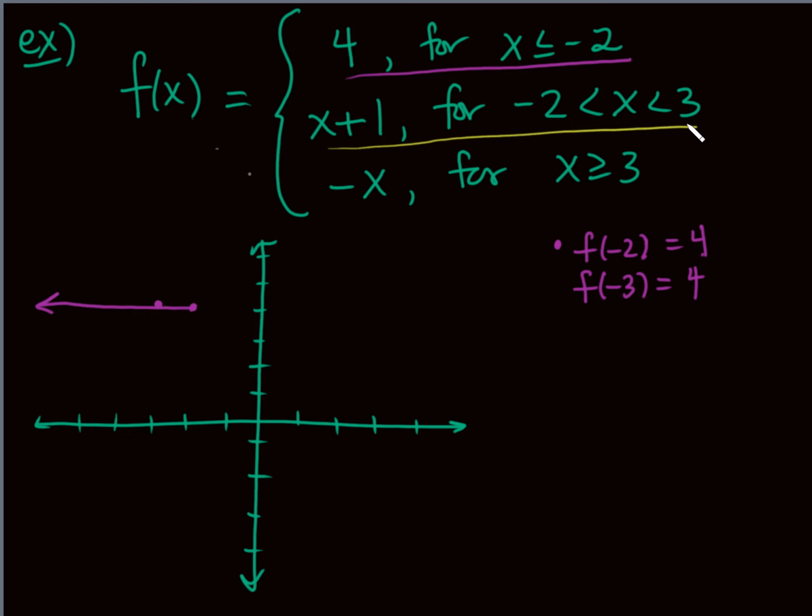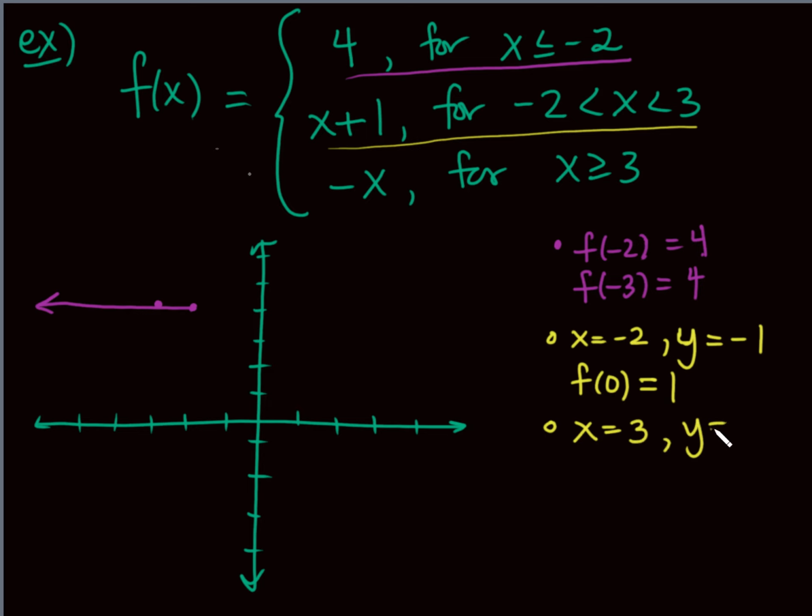Let's look at this one. This one's a little bit tricky, but we're not scared of it. I'm going to look at what happens at -2. When x is -2, it's going to be an open circle. But when x is -2, what is -2 plus 1? -2 plus 1 is -1. Let's pick a number between -2 and 3, like 0. So what is f of 0? F of 0 would be 1. And then let's look at 3. Again, that's going to be an open circle, you guys. X equals 3, 3 plus 1, y would be 4.